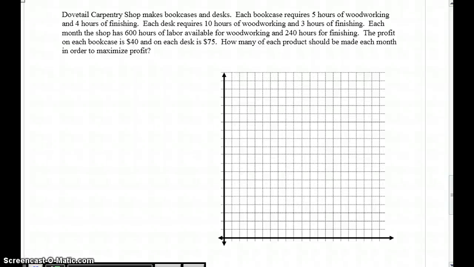This is page 3 of the linear programming and trig review. It's talking about a carpentry shop making bookcases and desks. And if I look at the end, it's saying how many of each product should be made. So let's say x equals the number of bookcases and y equals the number of desks.